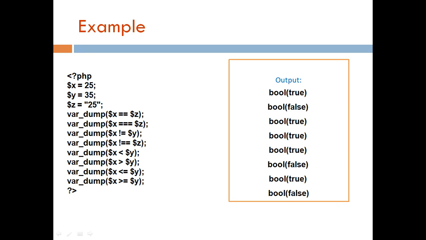x not equal to y, 25 is not equal to y, so it returns true. Next, 25 is not equal to z. This is true because 25 and the string are of different types. This is identical not equal to, so that value is returned as true. 25 is less than 35 here. This output is true. 25 is greater than 35, output is false. 25 is less than or equal to 35. This is again true. And in this case, x greater than or equal to y means 25 is greater than or equal to 35, which is false.